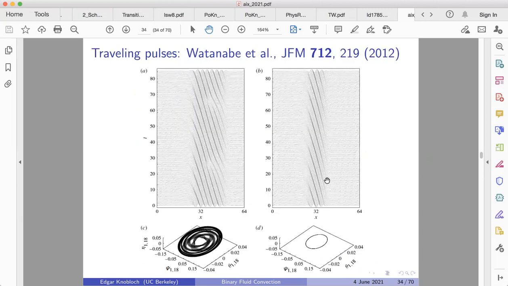And this is what one of these periodic traveling pulses looks like in the frame of the pulse. So the pulse is stationary, and you can see the peaks traveling through the envelope in this backward direction. And then you can have more complicated dynamics as well.